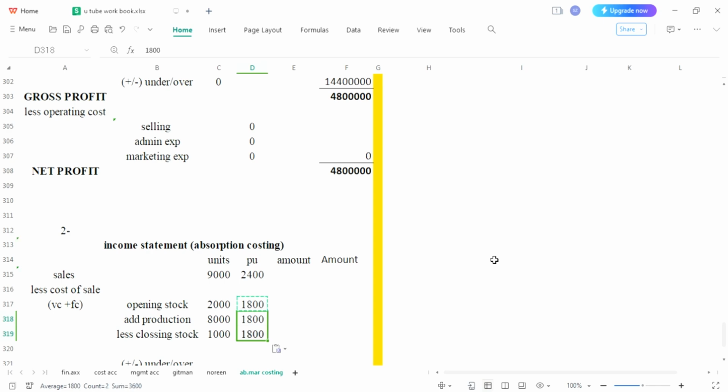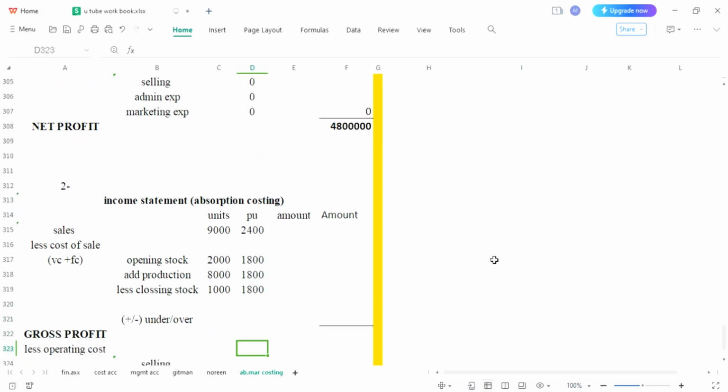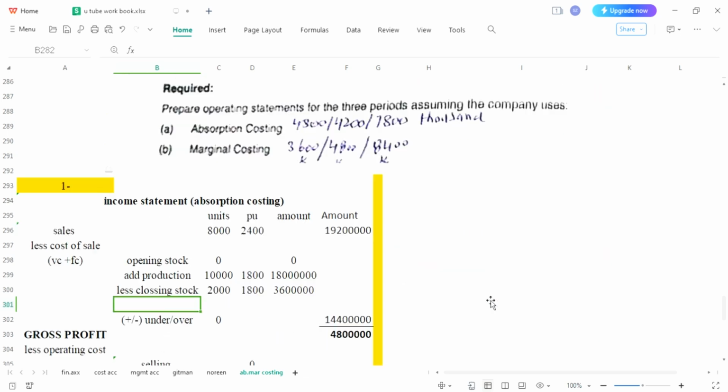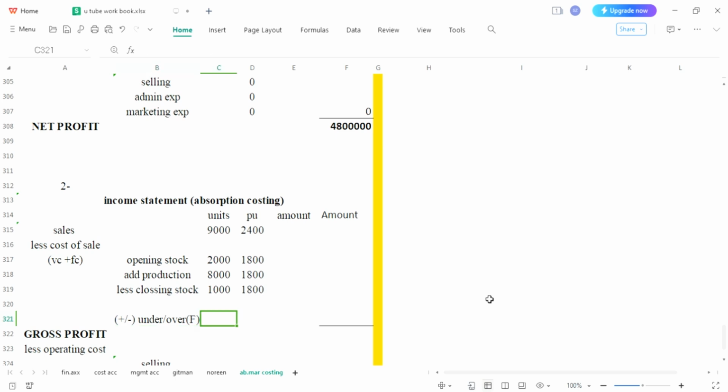The same per unit cost would be used for closing stock and production. Now let's see if there is any under applied or over applied. Under or over applied is directly associated with fixed cost only. Clear? Now see if they have produced less than their standard production or more than their standard production. Our standard production was 10,000. In the second period, we have produced only 8,000 units. Again, look here. This was your standard 10,000, but in the second time period we produced only 8,000. It means 2,000 units were not produced.